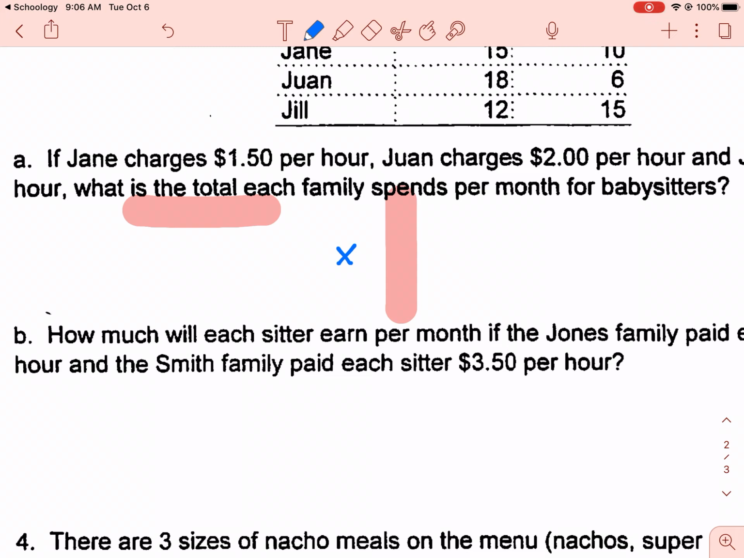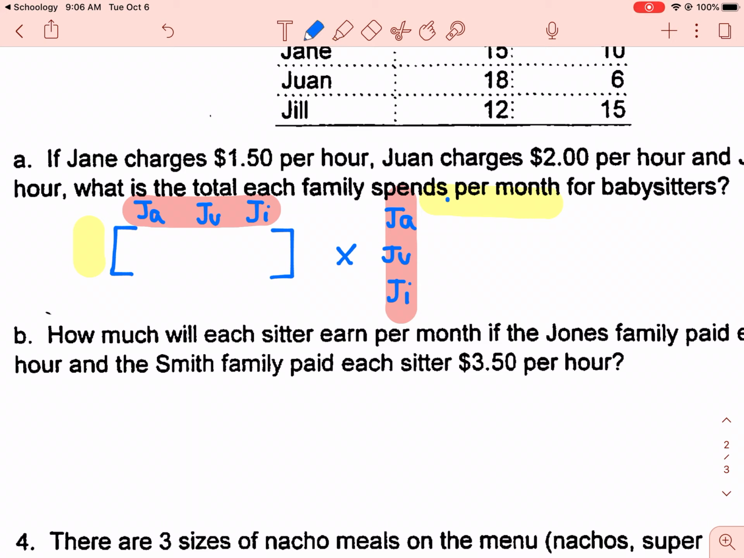Well, Jane, Juan, and Jill, right? They're common in both situations. So I'm going to go J-A for Jane, J-U for Juan, and J-I for Jill. These match here. They need to be the same. So it's a something by 3 times a 3 by something. And I want to know how much each family charges per month for a babysitter. So that's going to mean, because I chose it this way, this unit right here is going to be the money compared to the family names here.